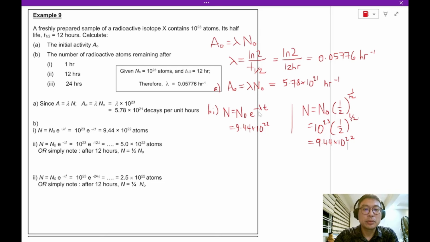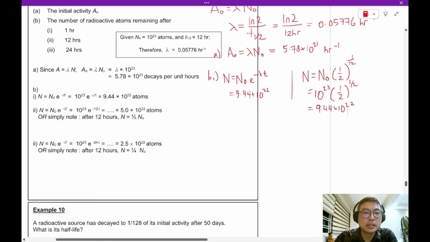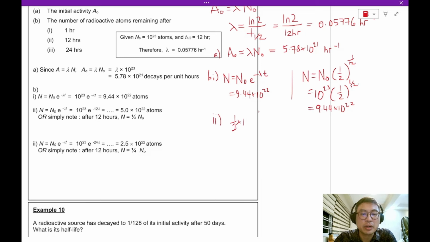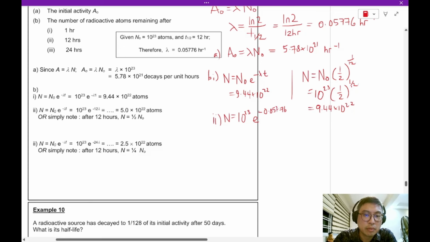Now let's take a look at part 2. The part 2 question is how many radioactive atoms remain after 12 hours? Very simple. Since one half-life has passed, the number of atoms remaining will be 0.5 times 10 to the power of 23. Now, if you want to use a formula for this, N equals N0, replace that with 10 to the power of 23, e to the power of minus lambda, 0.05776 multiplied by 12. That's going to give you half.